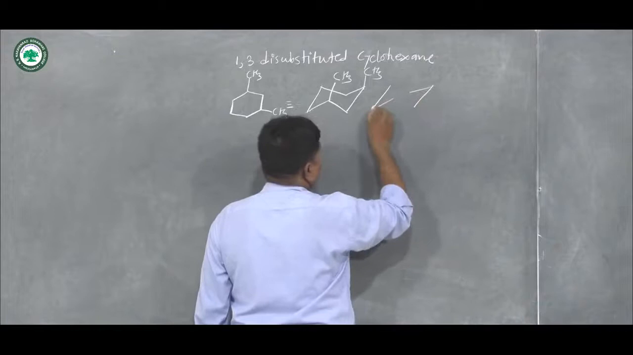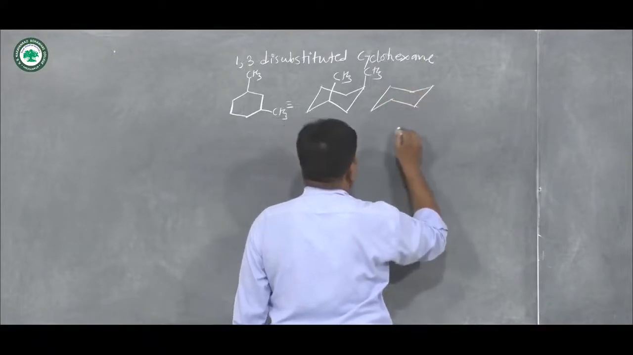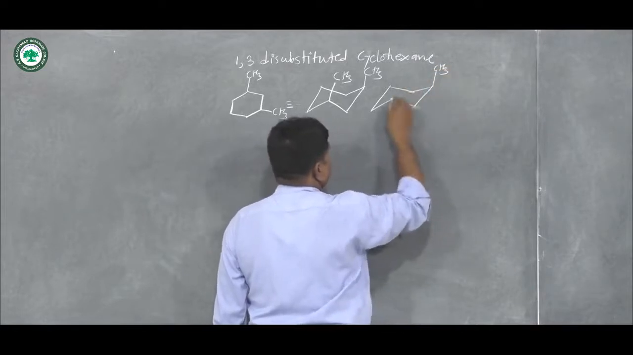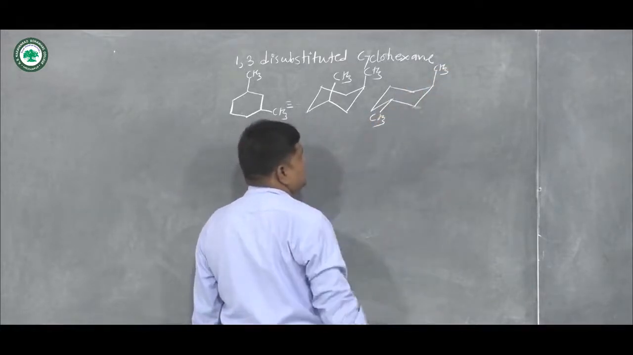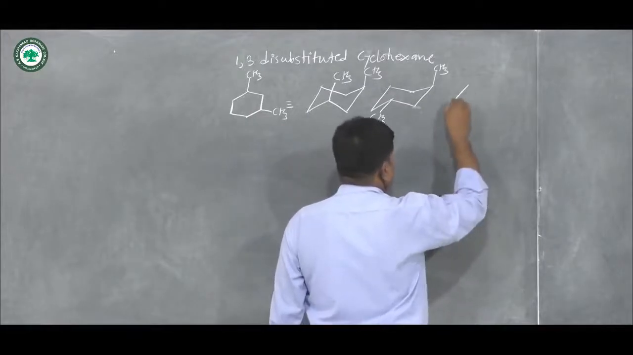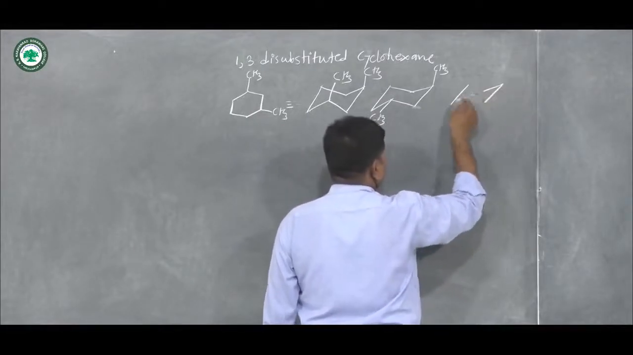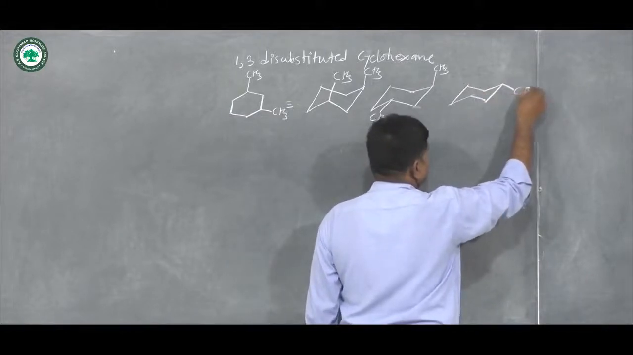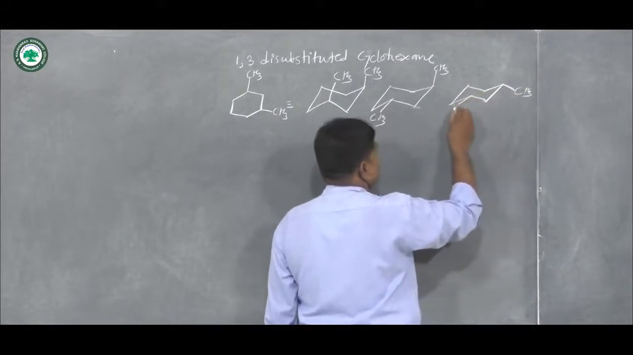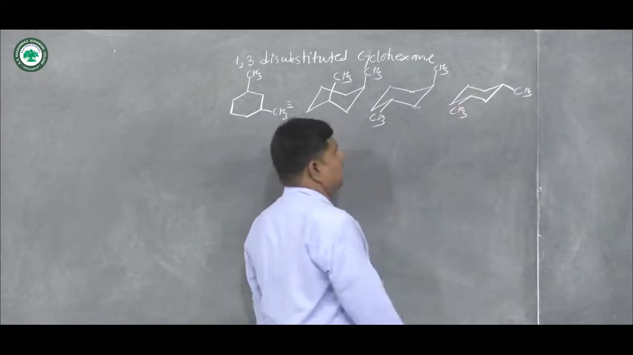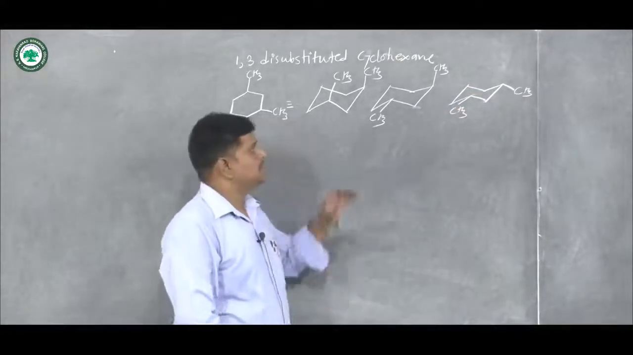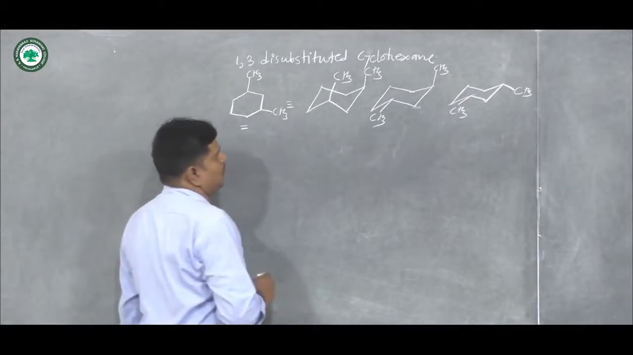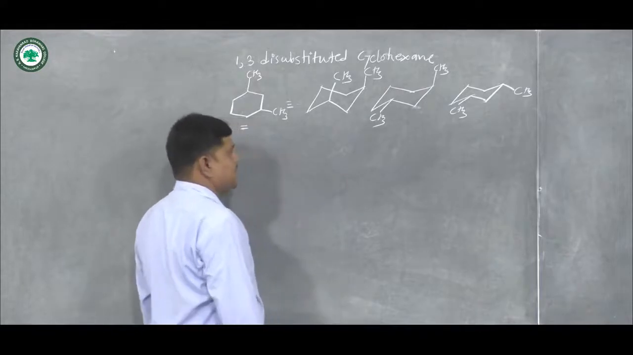Here another case we have, suppose this is methyl and here we write this is also methyl. And in the third structure, we write methyl at the equatorial position, and this other methyl is also at equatorial. Okay, so these are the 3 possible conformations from this planar structure of 1,3 dimethyl cyclohexane.